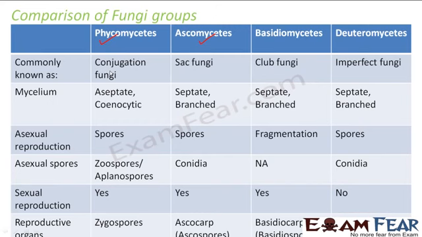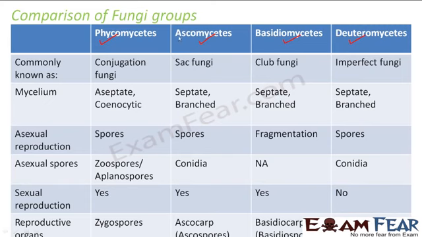If you look at the Phycomycetes, what kind of reproduction do they have? In Phycomycetes, we saw that the fusion of 2 different mating types takes place. So basically conjugation takes place, and that is why they are known as conjugation fungi. Basidiomycetes, because of their club-shaped reproductive organ, are called club fungi. Deuteromycetes, due to absence of a perfect reproductive stage, are called imperfect fungi. Talking about mycelium, it is aseptate and cenocytic in Phycomycetes. Other than that, the rest of them have septate and branched mycelium.